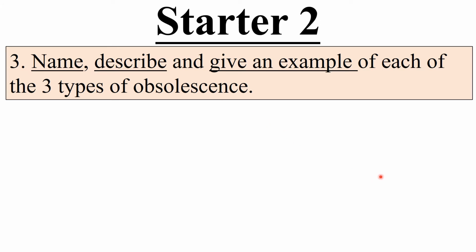And then the second one, number 3, press pause again. Name, describe, and give an example of each of the 3 types of obsolescence.